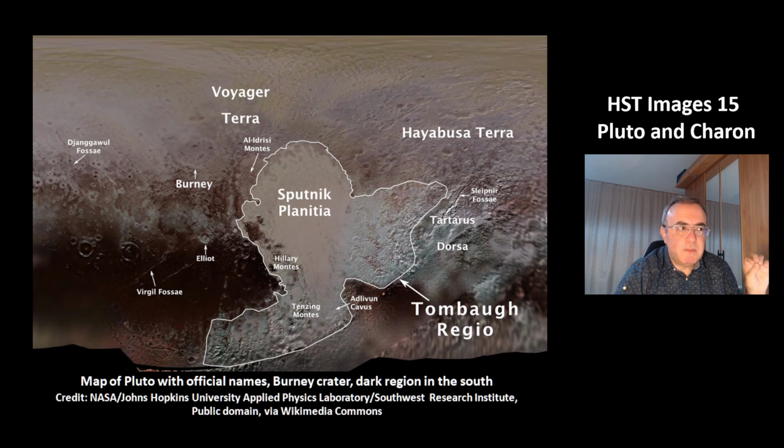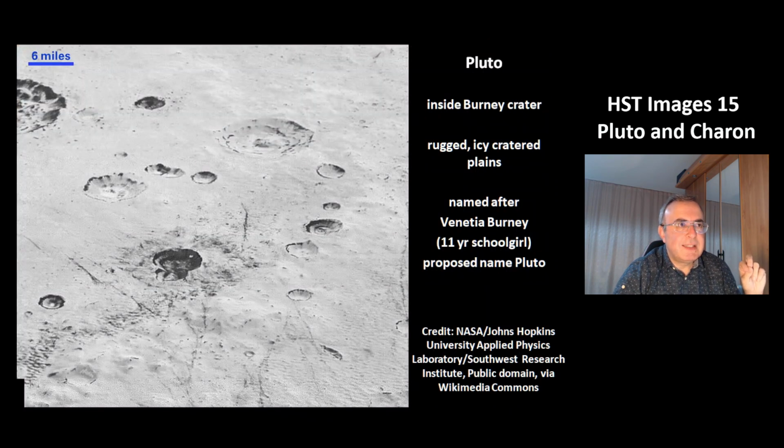This is another map of Pluto with official names. And you can see the Burney Crater and a dark region in the south. This is a picture inside the Burney Crater. It has rugged, icy crater plains, and this crater was named after 11-year-old schoolgirl Venetia Burney. She proposed the name Pluto for this new dwarf planet.